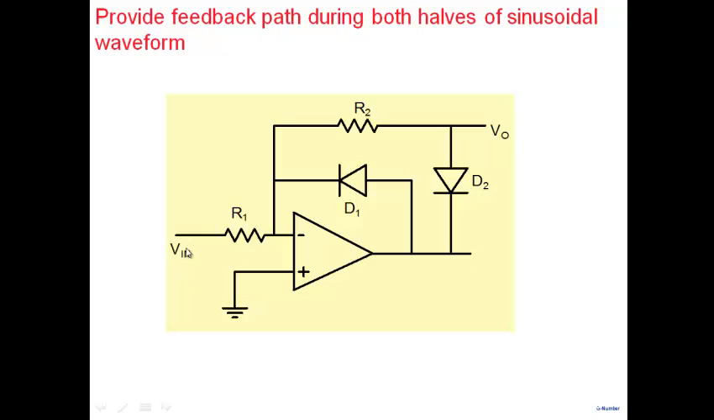In the negative cycle, what happens is when you make Vin negative, the current has to come out like this here.